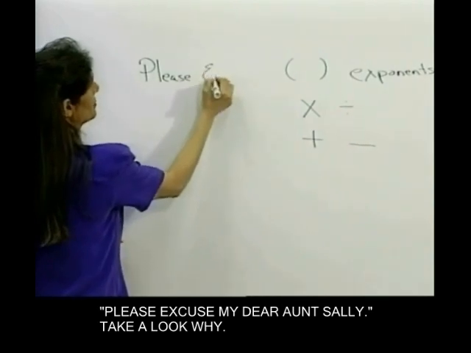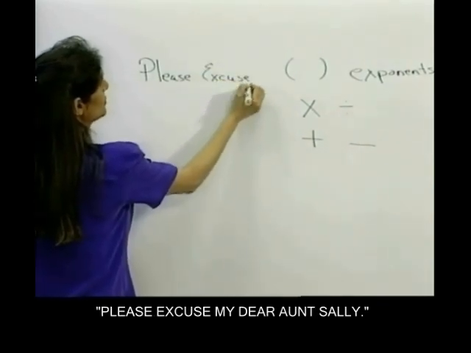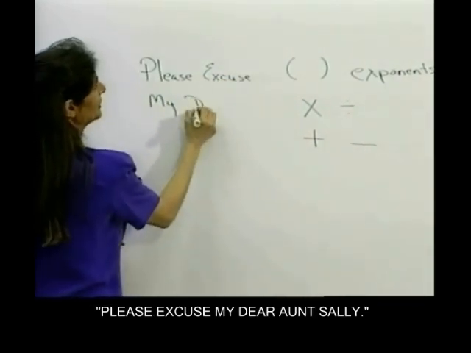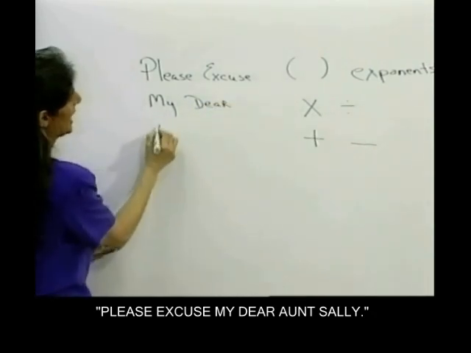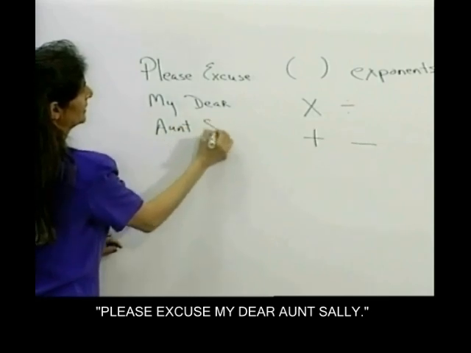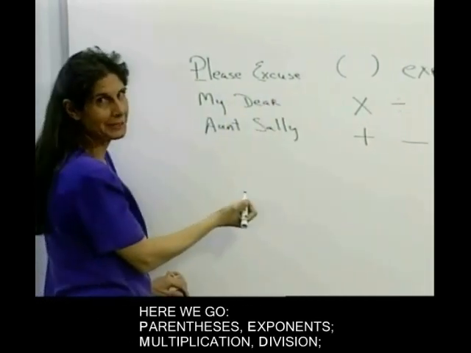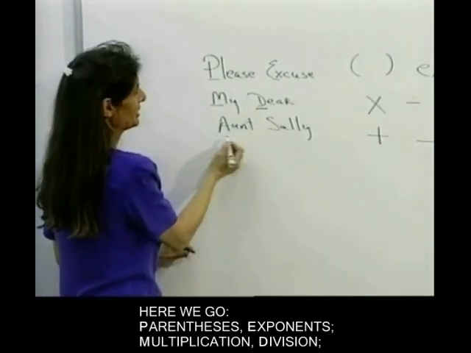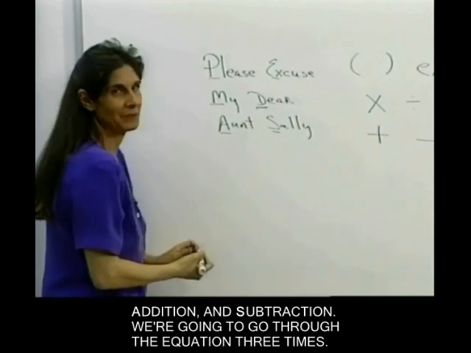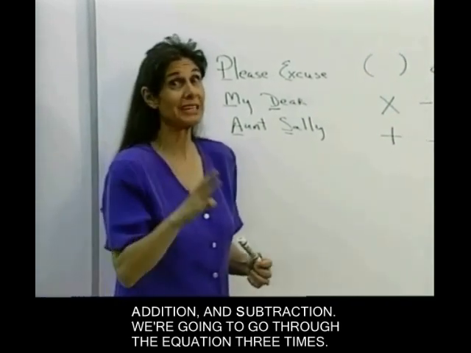Take a look why. Please excuse my dear Aunt Sally. Here we go. Parentheses, exponents, multiplication, division, addition, and subtraction. We're going to go through the equation 3 times.